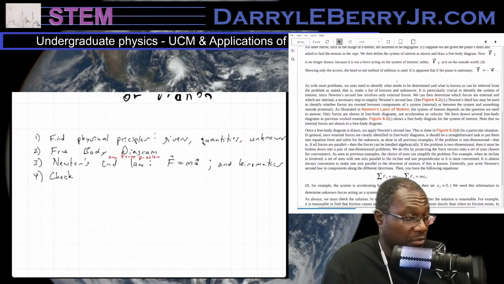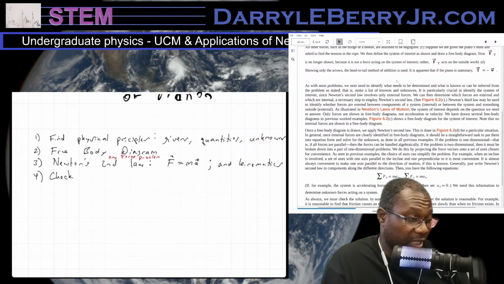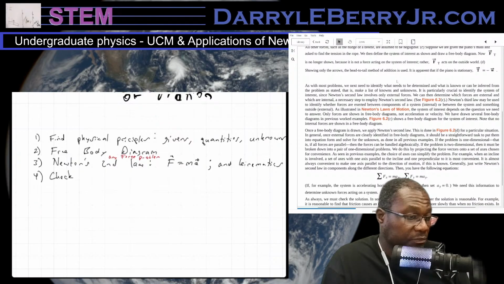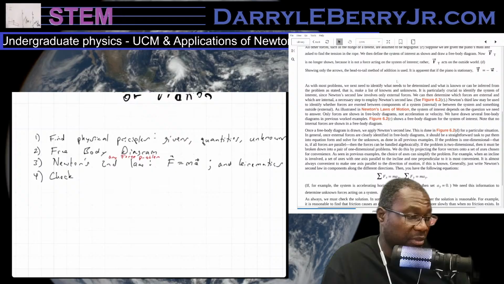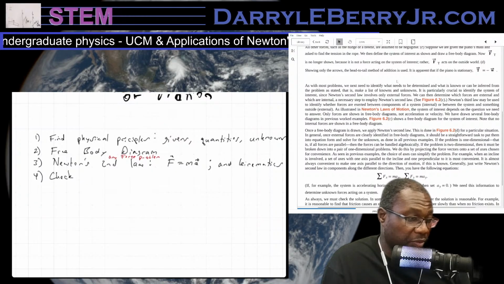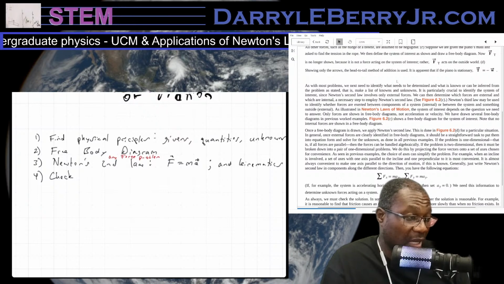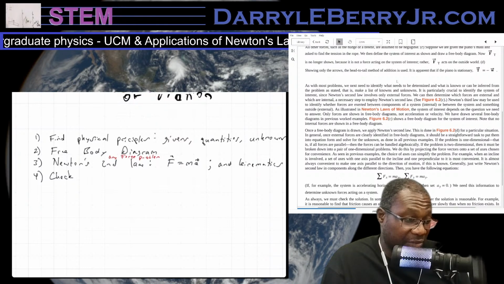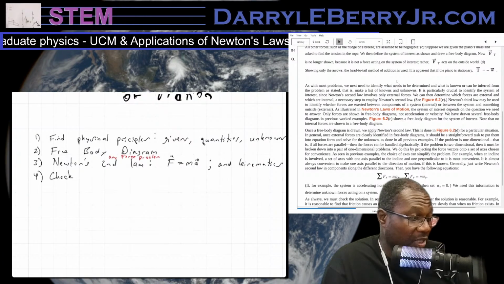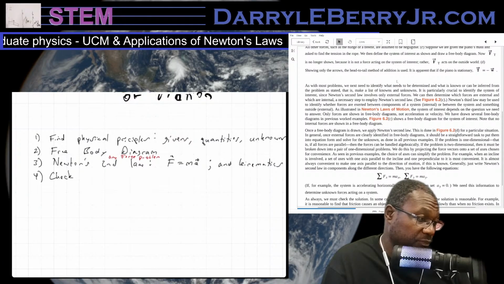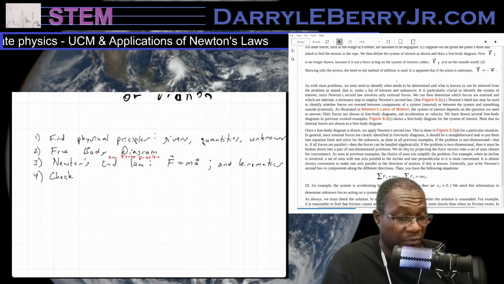If the problem is one-dimensional, that is, if all forces are parallel, then the force system can be handled algebraically. If the problem is two-dimensional, then it must be broken down into a pair of one-dimensional problems. We do this by projecting the force vectors into a set of axes chosen for convenience. As seen in previous examples, the choice of axes can simplify the problem. For example, when an incline is involved, a set of axes with one axis parallel to the incline and one perpendicular to it is most convenient.